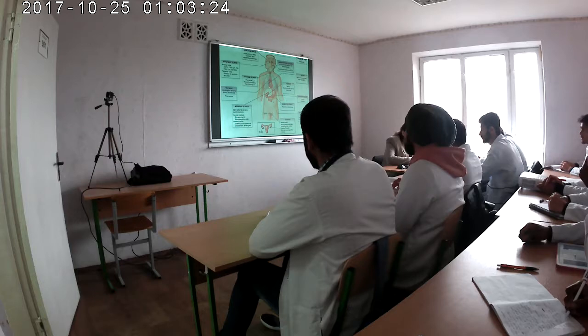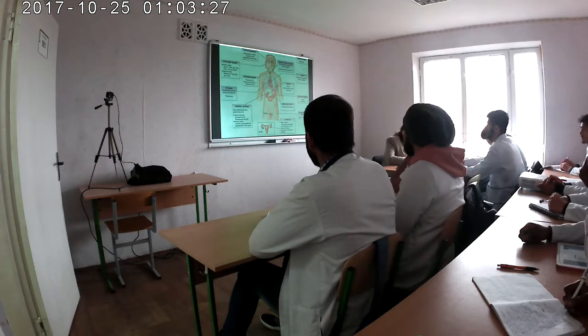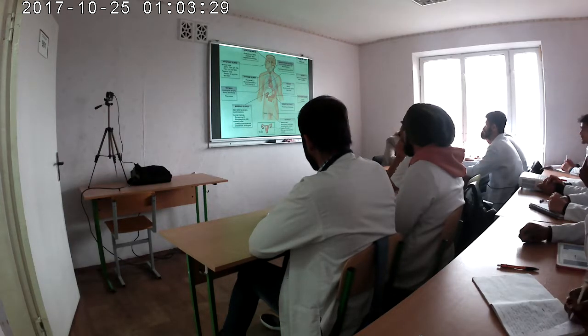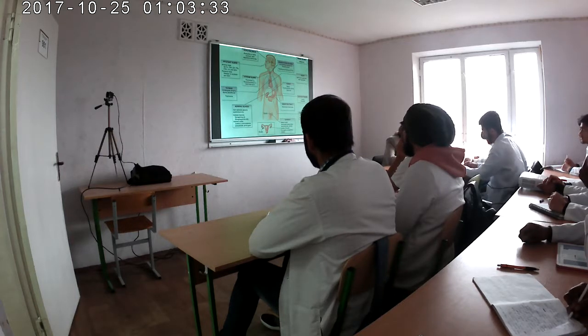Adrenal gland produces the cortex of cortisol and corticosterone, aldosterone, androgens, and the other one, epinephrine and norepinephrine.